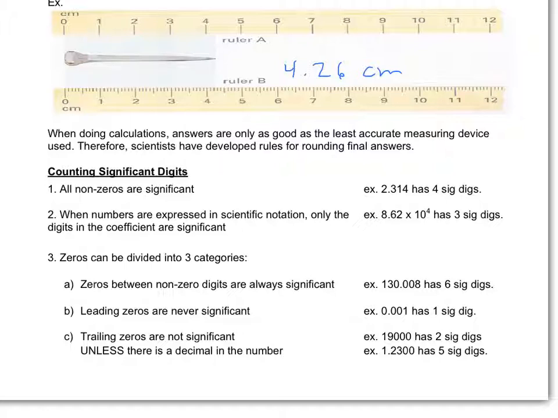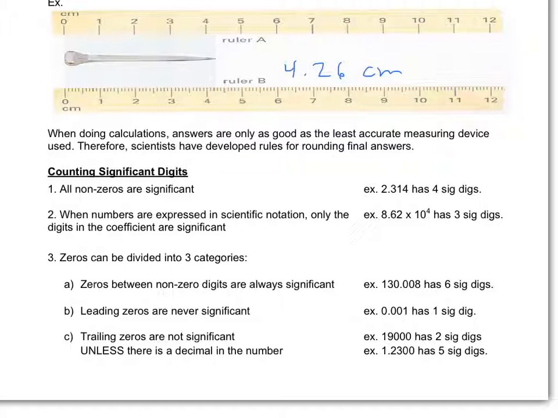Rule number 3 describes zeros, and there are 3 different kinds of zeros. Zeros that are between non-zero digits are always significant. For example, 130.008. We count these zeros here because they've actually been physically measured. So 130.008 has 6 significant digits.